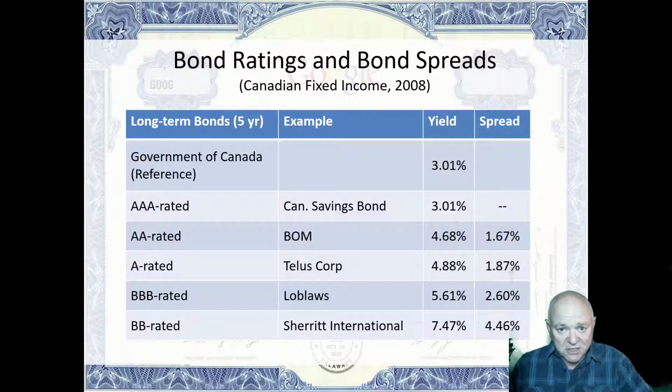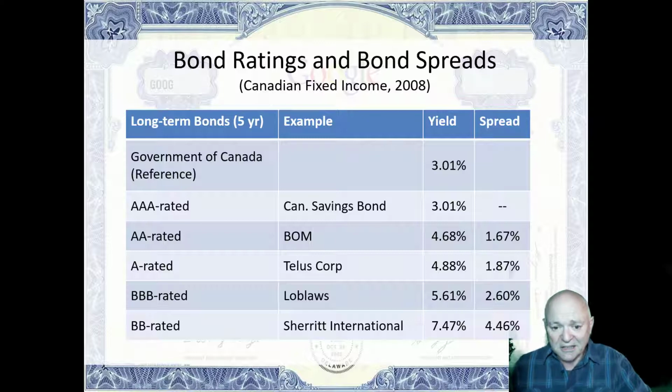The best rated company on this list is the Bank of Montreal, BOM, and for a AA rated company, Bank of Montreal promises a yield of 4.68%. That's about 167 basis points better than the risk-free rate. So if you take 4.68 minus 3.01, you get 1.67, or 167 basis points. That's called the credit spread. That's the default risk premium. And so the difference between AAA and AA, in this case, is 167 basis points.